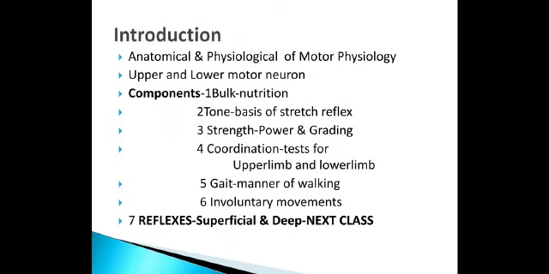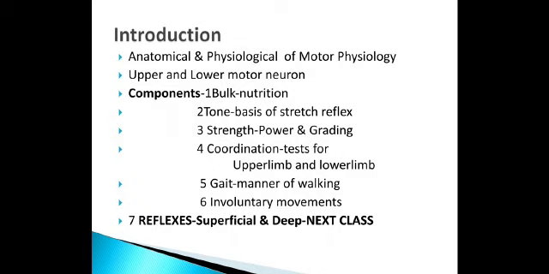So, what are the components of the motor system? The first one is the bulk, which will give you an idea about the nutritional status of the muscle. The tone, which is the partial state of contraction, which mainly depends on the stretch reflex, and you all know what is stretch reflex. With an intact nerve supply, when the muscle is stretched, the response is contraction. And you need to know what is strength, also called power, and how you grade this.